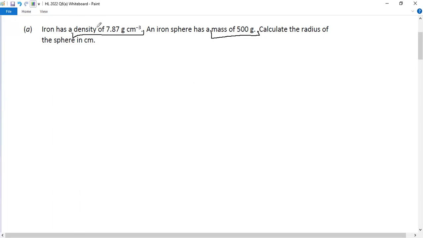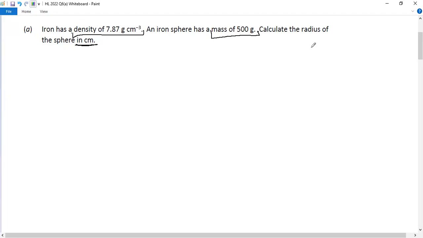So we've got iron has a density of 7.87 grams per centimeter cubed. That's just a property of the material. For iron of any shape or size, that's going to be its density, okay? An iron sphere, so like a metal ball, has a mass of 500 grams, half a kilogram. And the question's asking us to calculate the radius of the sphere in centimeters, okay? And it's important that they said in centimeters. When they have gone to the trouble of specifying in the question what your units are, you must be really careful that you give your answer back in those units, because that's just part of the question.